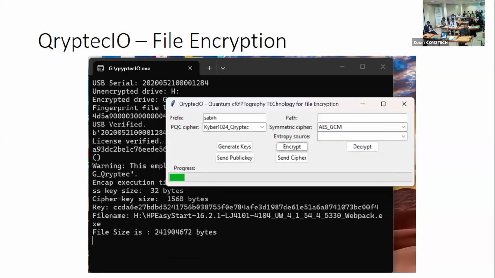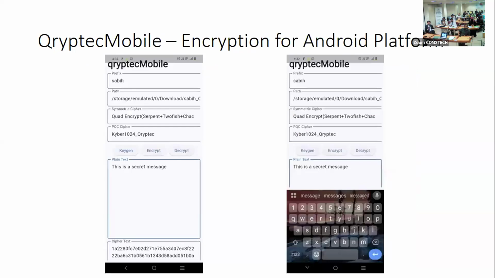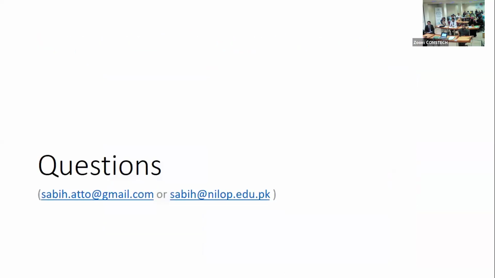And then we have a file encryption software which we call Comstech-OIC, which can encrypt different files, including executable files. And then we have a mobile version. This is very recent work. We have a mobile app also. So thank you. These are my email addresses.